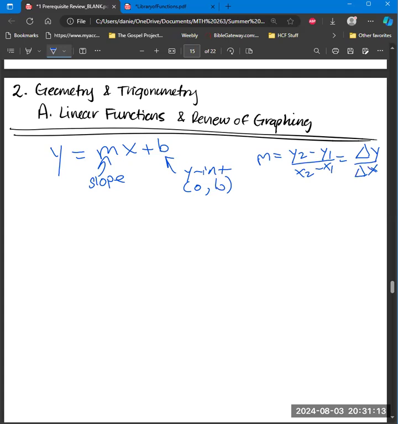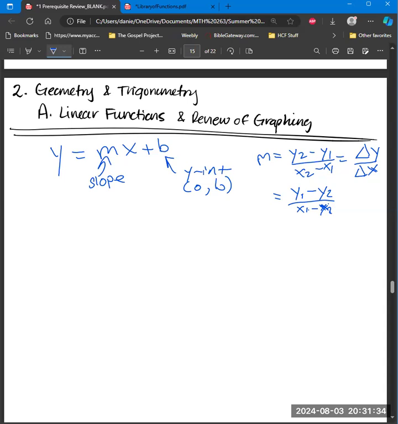This is also the same thing. It doesn't matter which way you subtract. It just matters that the ones are together and the twos are together. The y's are on top and the x's are on the bottom, but we usually do y2 minus y1 over x2 minus x1.